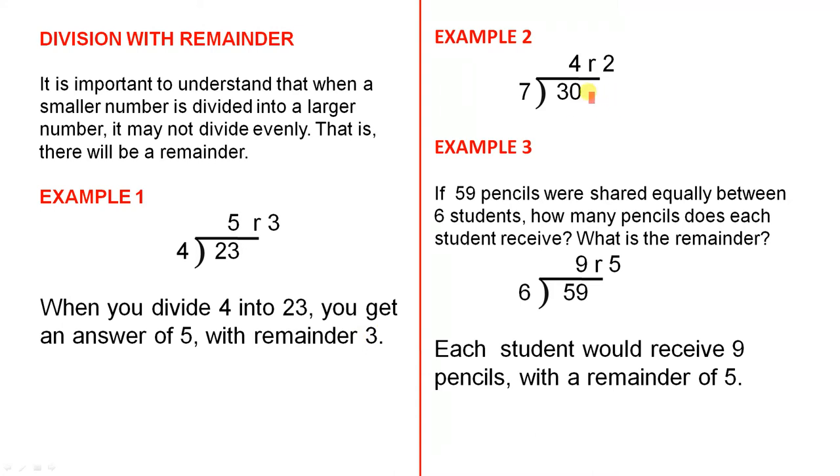7 divided into 30 goes 4 times with a remainder of 2. 7 4s are 28, plus 2 gives you 30. Example 3. If 59 pencils were shared equally between 6 students, how many pencils does each student receive? What is the remainder? So 6 divided into 59 goes 9 times with a remainder of 5, because 6 9s are 54, plus 5 is 59. So each student would receive 9 pencils with a remainder of 5.